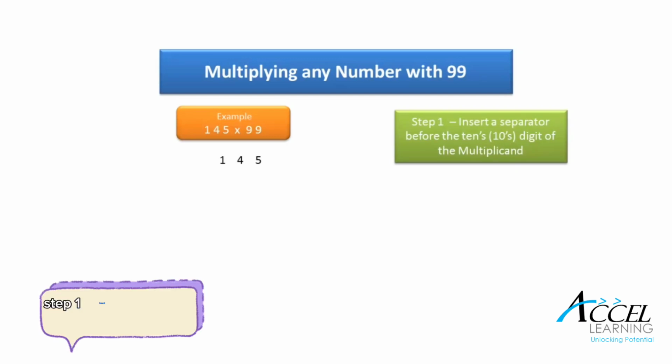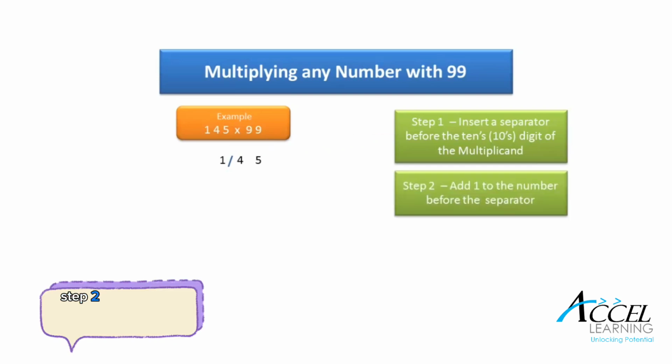Step 1. Insert a separator before the tens digit of the multiplicand. So that's between 1 and 4. Step 2. Add 1 to the number before the separator. So that's 1 plus 1 equals 2.